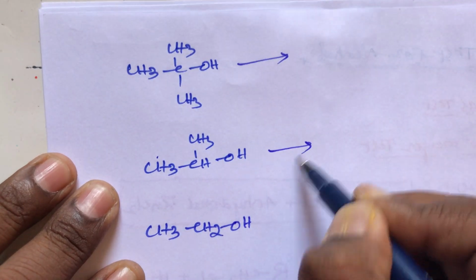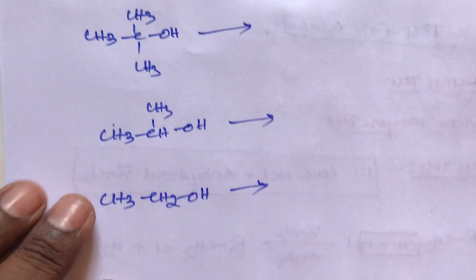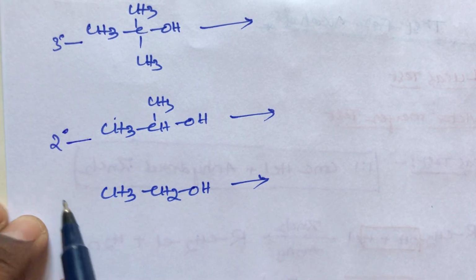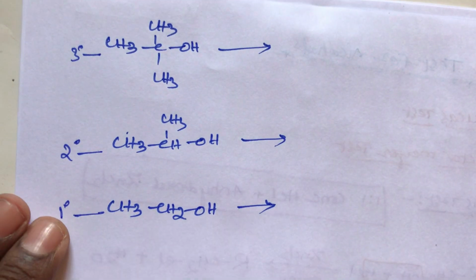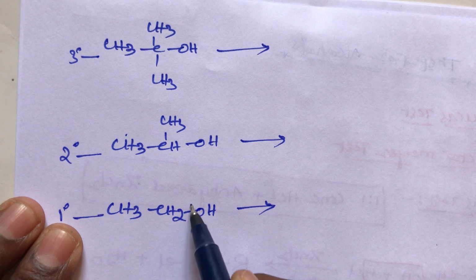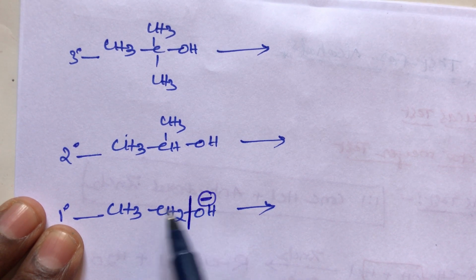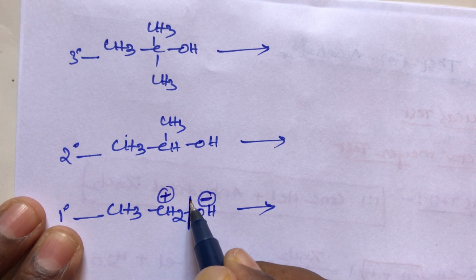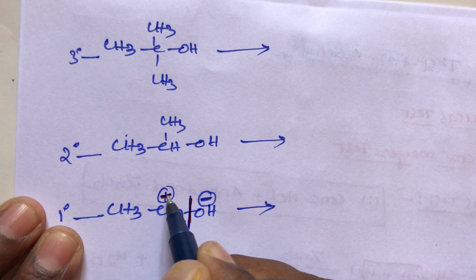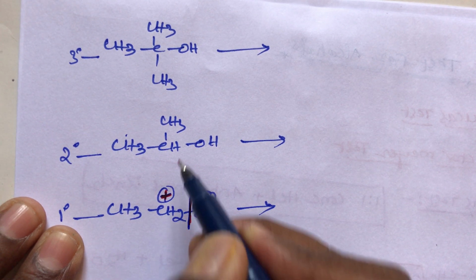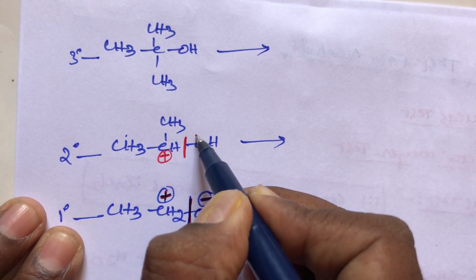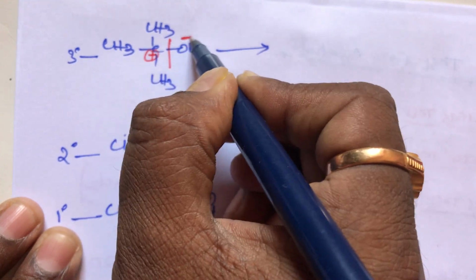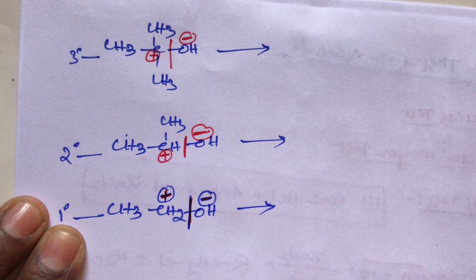You remember, students, out of these three, which one has easy bond breaking? Out of these three alcohols, this is the tertiary alcohol, this is the secondary alcohol, and this is the primary alcohol. Which one has easy bond breaking? Generally, in the C-O bond, the carbon gets a positive charge and the OH group, that means the complete OH group, gets a negative charge. So out of these three, which one is easy bond breaking?